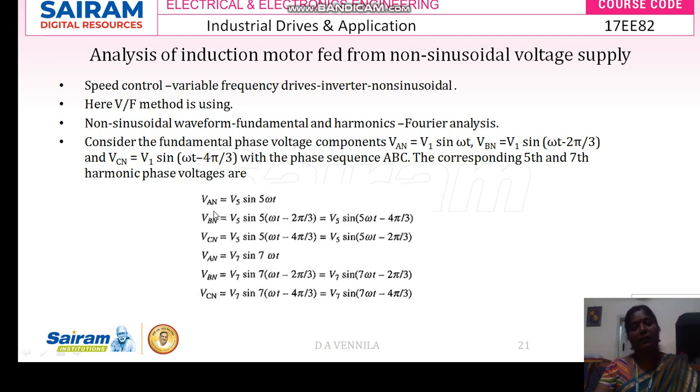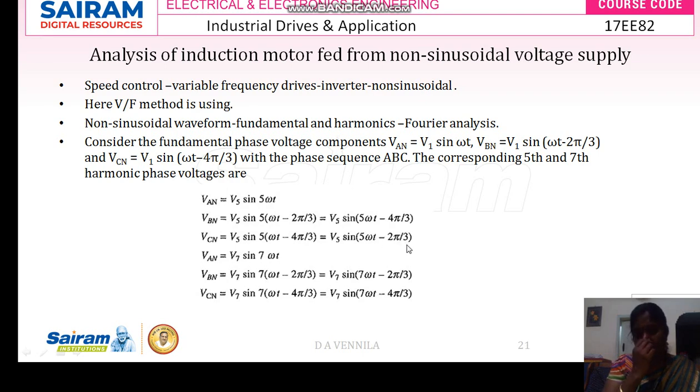Now the phase voltages for the fifth order harmonics will be given by VAN equal to V5 sine 5 omega t, VBN equal to V5 sine (5 omega t minus 2 pi by 3), or, if you multiply the 5 inside, V5 sine (5 omega t minus 4 pi by 3), and again for the C phase with respect to neutral, V5 sine (5 omega t minus 2 pi by 3).